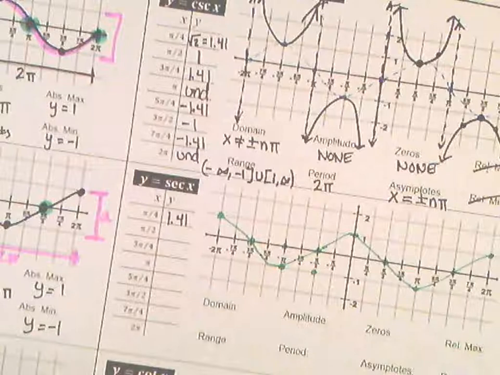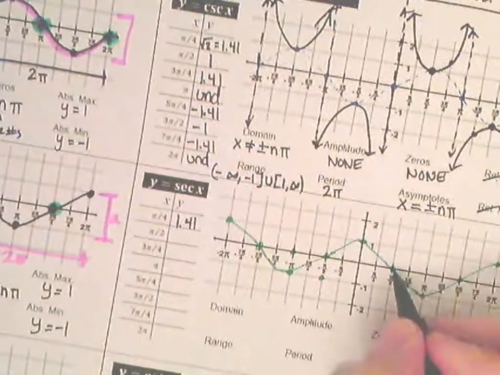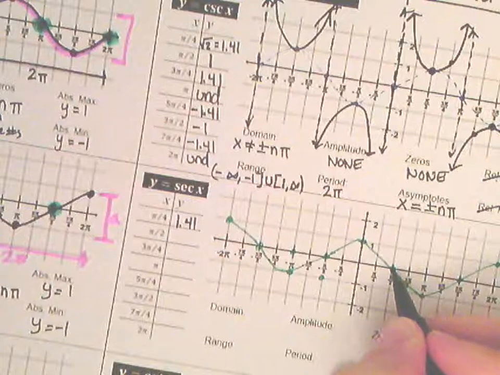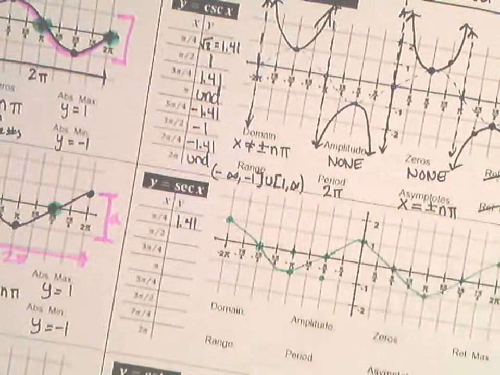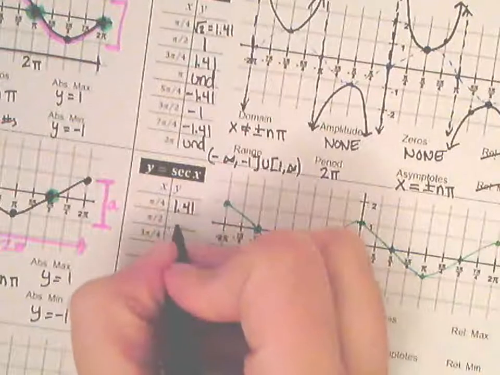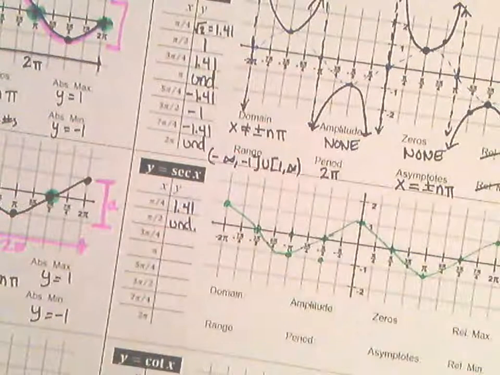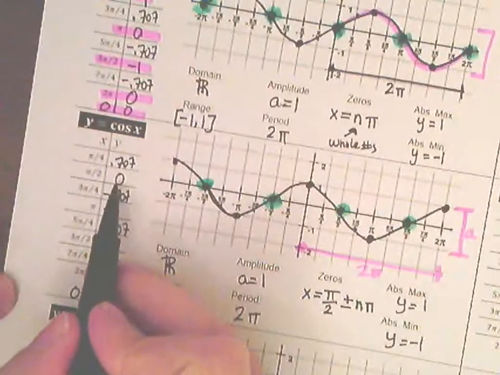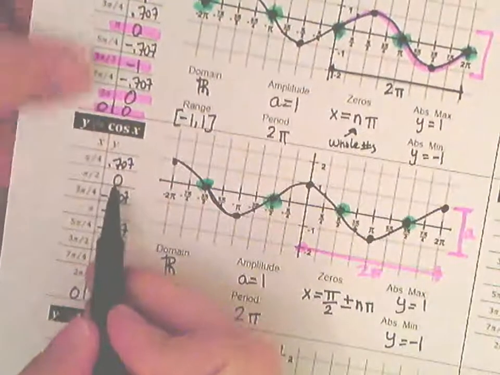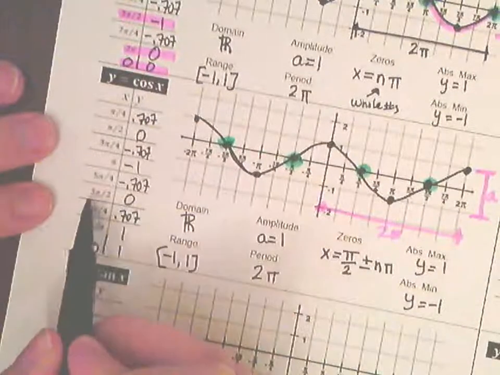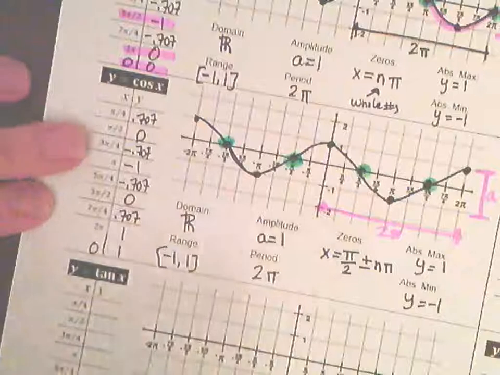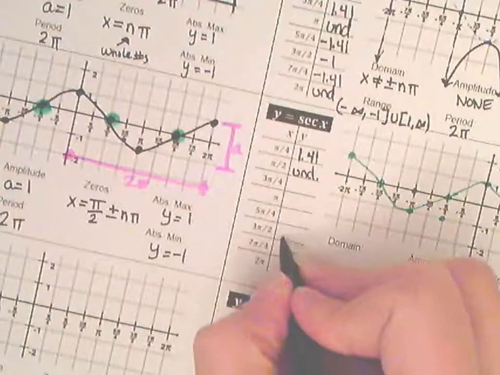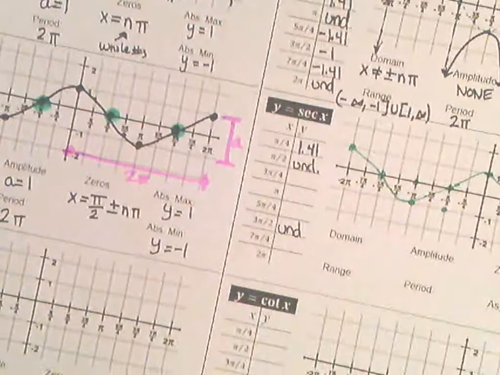All right, now at pi over 2, you notice at pi over 2 we have a 0. So what is 1 over 0? Undefined. Because remember, they are inverses. So if cosine has a 0, then its inverse is going to be undefined. So where are my other undefined points? They are going to be at 3 pi over 2. So at 3 pi over 2, I have another undefined point.